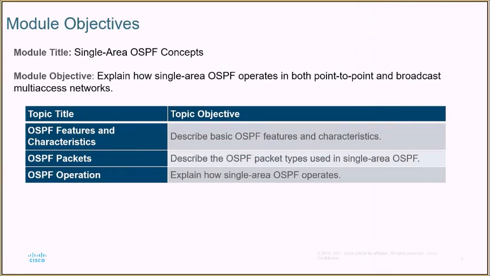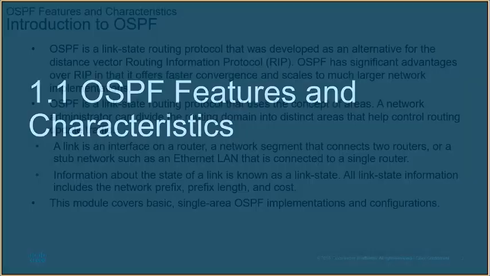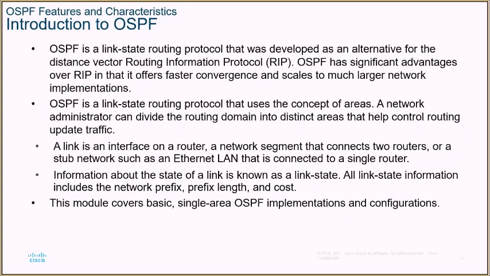So what are we going to look at in this chapter? We're going to explain how single area OSPF operates in both point-to-point and broadcast multi-access networks. And so we're going to look at its features and characteristics, what packets it uses to exchange information, and how it operates in general. So how it makes its routing decisions and the like. Okay, so its features and characteristics.